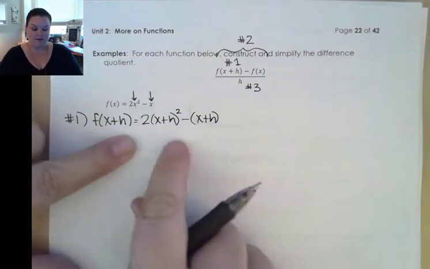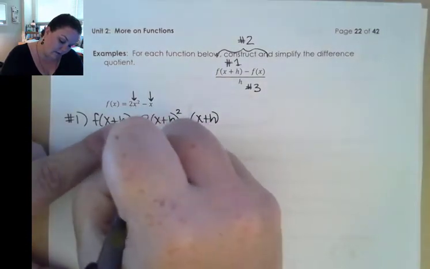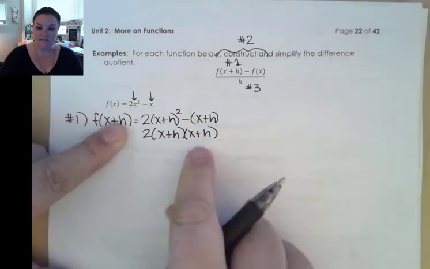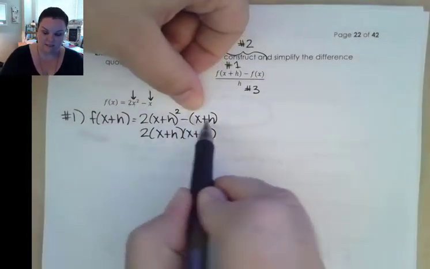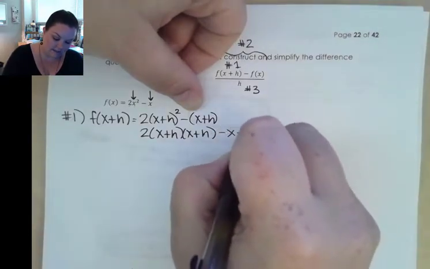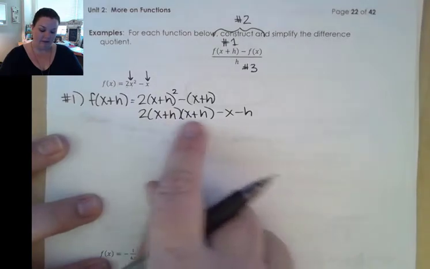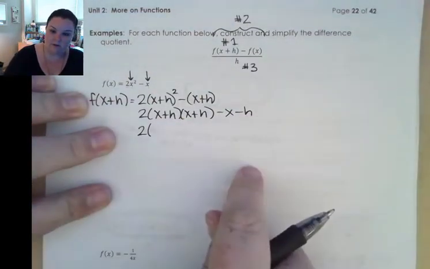Okay, so now this is what we need to simplify. So I'm going to go ahead and rewrite this. When we have a quantity squared, that means we have that quantity times itself, right? And then I'm going to go ahead and distribute this negative into that quantity. So negative x minus h. And now I need to do a little simplifying. I'm going to go ahead and FOIL this out. So I have 2 times whatever I get when that's FOILed out.